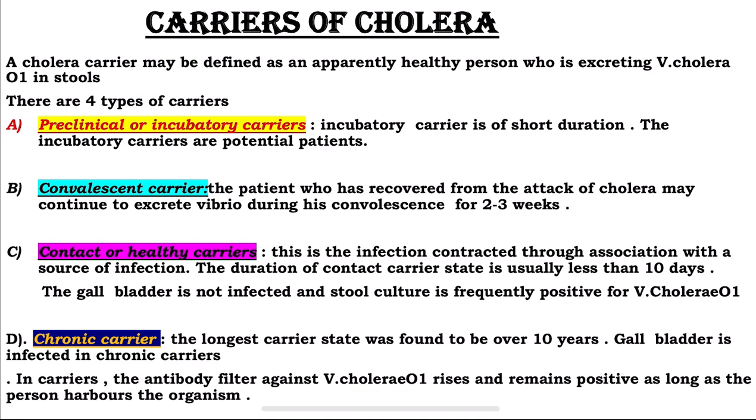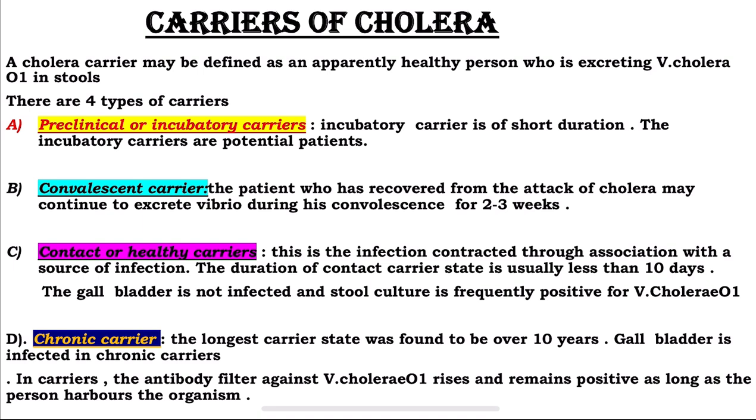Then we have the contact carriers. This is the infection contracted through association with the source of infection. Contact or healthy carriers are those who are shedding the organism while they are having the infection. This is contracted through an association with the source of infection. Who is the source of infection? We have the cases. And the duration of the contact carrier is usually less than 10 days.